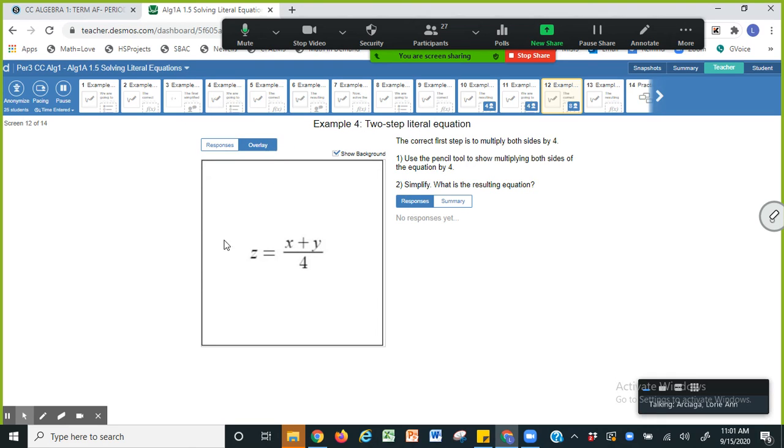Okay, so if you multiply by 4, how are we going to set it up? If you multiply here by 4, you also have to multiply on the right. So see how I'm doing it? Okay, so that means you cancel the 4 here because 4 divided by 4 will just turn into a 1. So you will be getting 4z over here. So 4z is equal to x plus y.